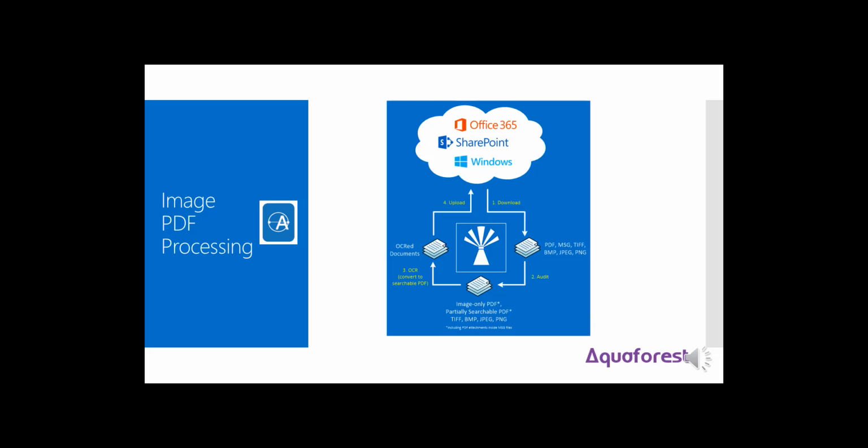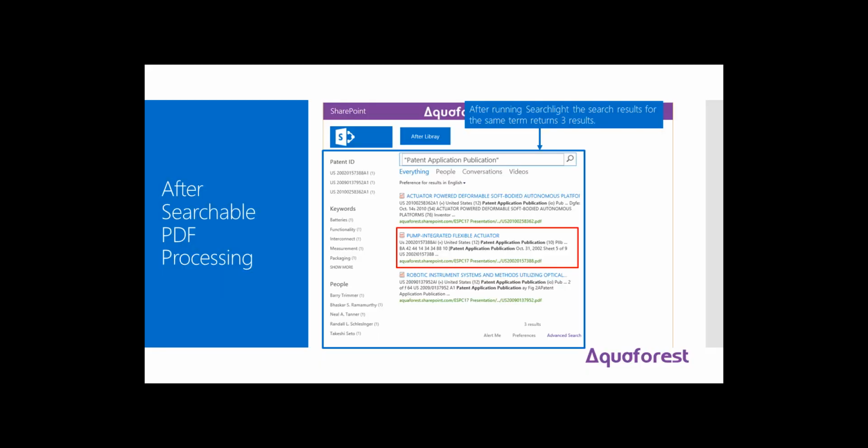Searchlight is designed to audit SharePoint content to determine which files need to be made fully searchable, and then it runs an optical character recognition process on each of these files to generate a text layer that's added to the PDF file. This text layer allows the file to be indexed by SharePoint and therefore appear in search results.